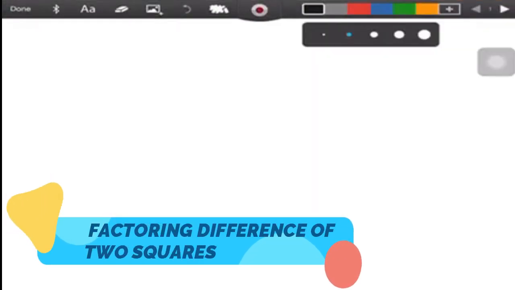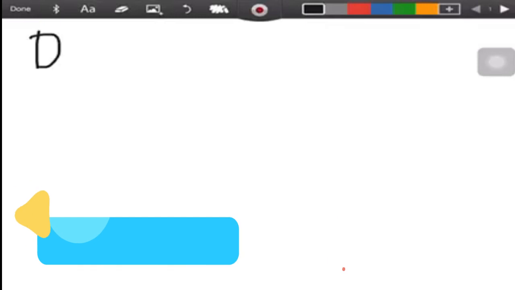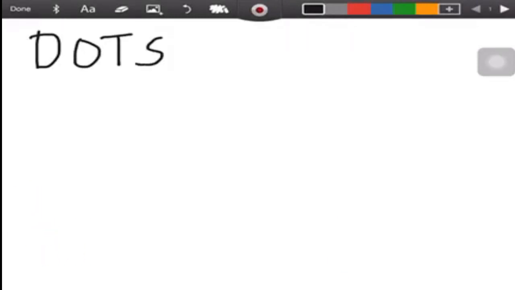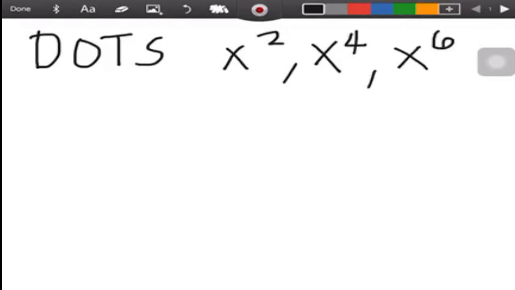Our lesson for today is about factoring difference of two squares. When we say square in the variable, it is easy to distinguish which variables are perfect squares. If the variable has an even exponent like x squared, x to the 4th, and x to the 6th, these variables are perfect squares because they have an even number as exponent.